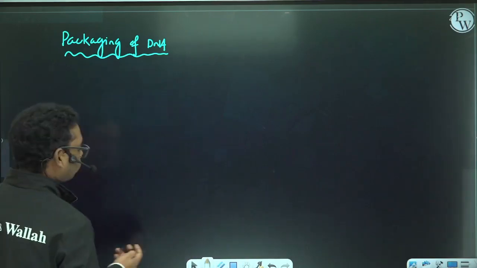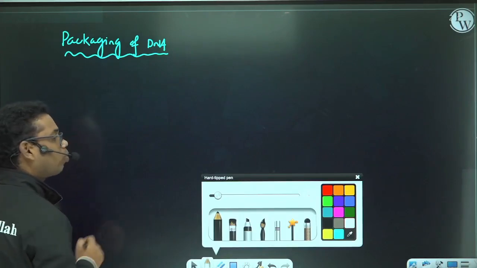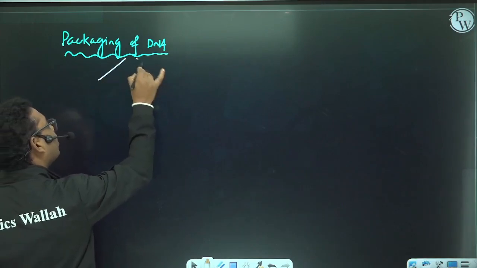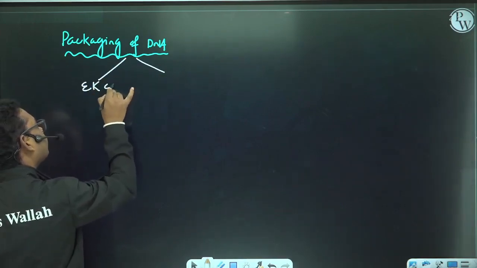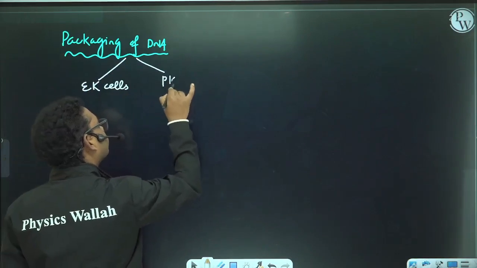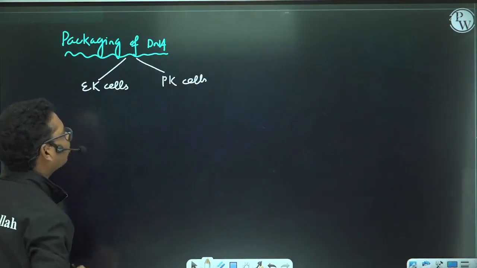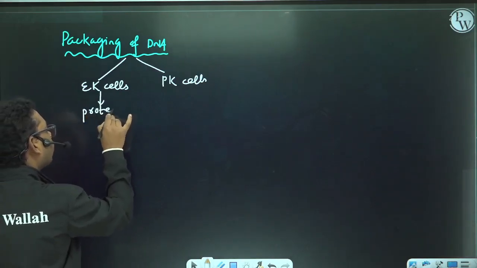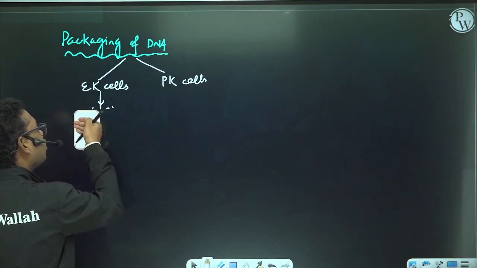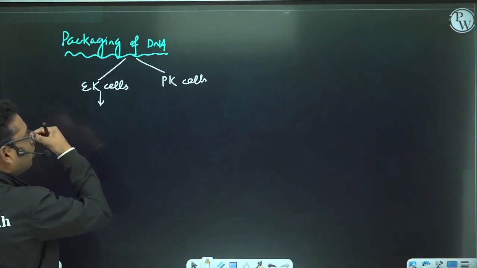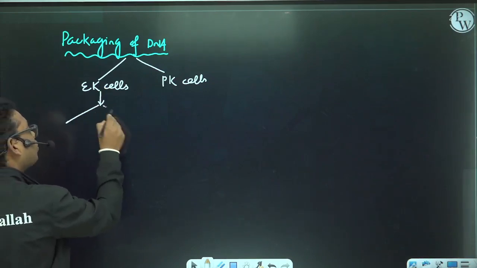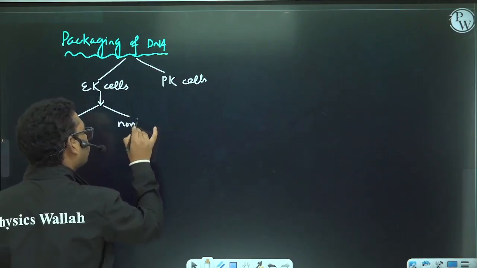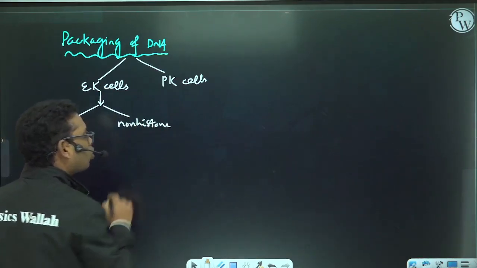This packaging of the DNA is carried out by histone proteins. The packaging of the DNA takes place in both eukaryotic cells as well as prokaryotic cells. In eukaryotic cells, this is achieved by proteins, and the proteins involved in the packaging of the DNA are of two types: one is histone protein and second is non-histone protein.